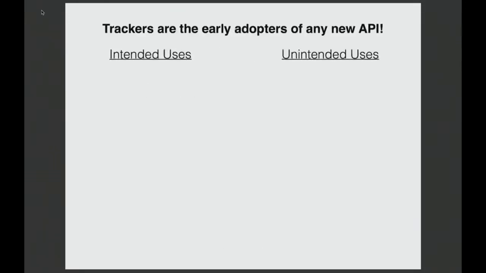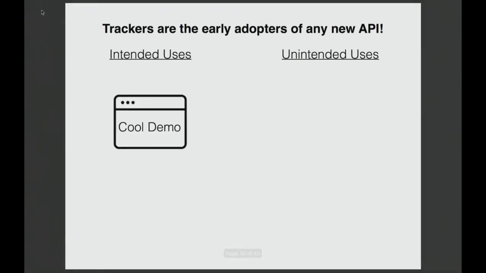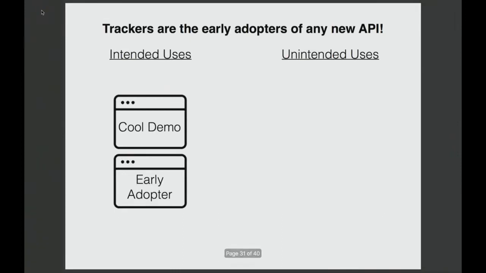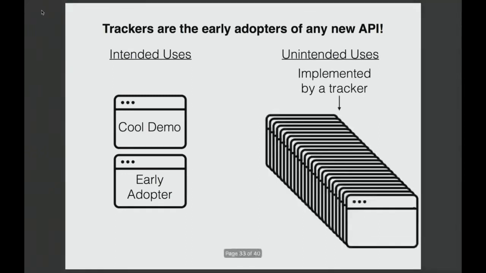And so I think you'll have sites that are using it as intended, right? You'll have some cool demo that comes out after you release the API. You'll have a couple sites being early adopters. But then for the unintended case, you'll have some tracker implemented, right? And that tracker happens to be present on hundreds of sites. And now the majority of your brand new API use is for tracking, which is probably not what you hoped.